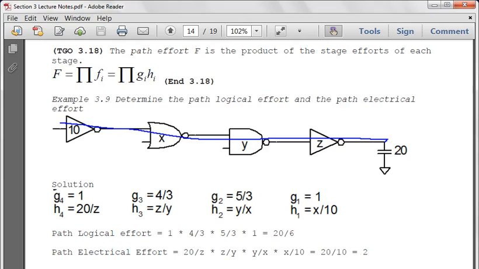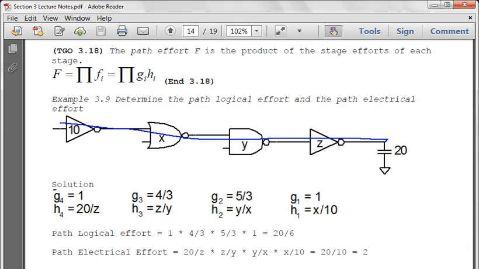So the path logical effort, we start at 1. We know that the 2 input NOR gate is 5 over 3, NAND is 4 over 3, and the 2 inverters are 1 and 1. We've defined that previously. So the path logical effort just becomes the multiple of all of those. We have 1, 4 over 3, 5 over 3, and 1. Multiply those out, this becomes 20 over 9. So that becomes our path logical effort.